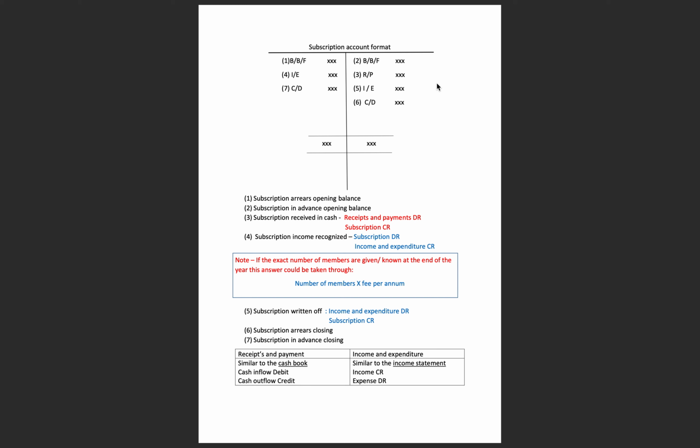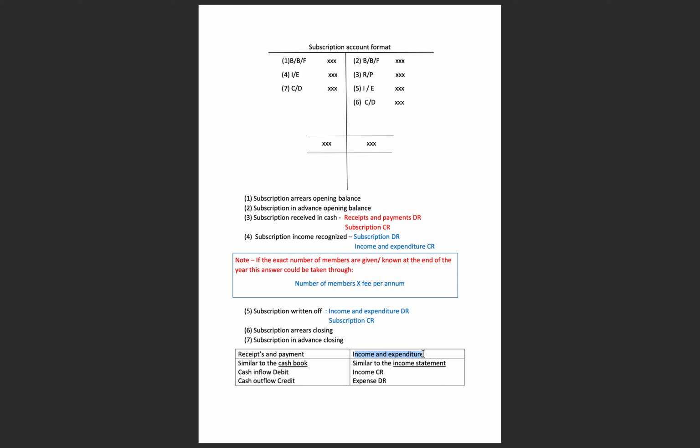Again, why is it coming on the credit side? When you receive, the receipts and payments account is debited, but we are not preparing receipts and payments, we are preparing the subscription account. Therefore the subscription account will be on the credit side. Next thing, number 4, subscription income recognized. Before I go to this, here I have given something called INE. What does INE mean? Over here you can see INE is the income and expenditure account. Now remember, profit making organizations prepare something called the income statement.